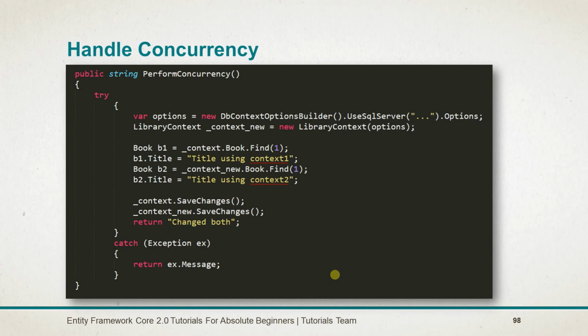For creating the concurrency, we need to use two different contexts. To create a new context, we need the options. After creating the context, we need to retrieve any book detail. Here I used the Find method and passed the ID to retrieve the book. After retrieving the book, change any property. Here I changed the book title. Then I retrieve the same book with the different context, change the same property again and call the SaveChanges method.